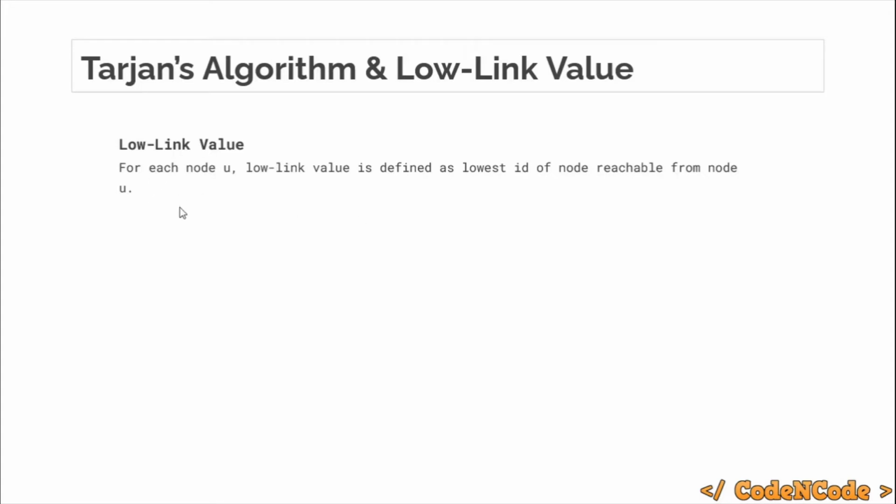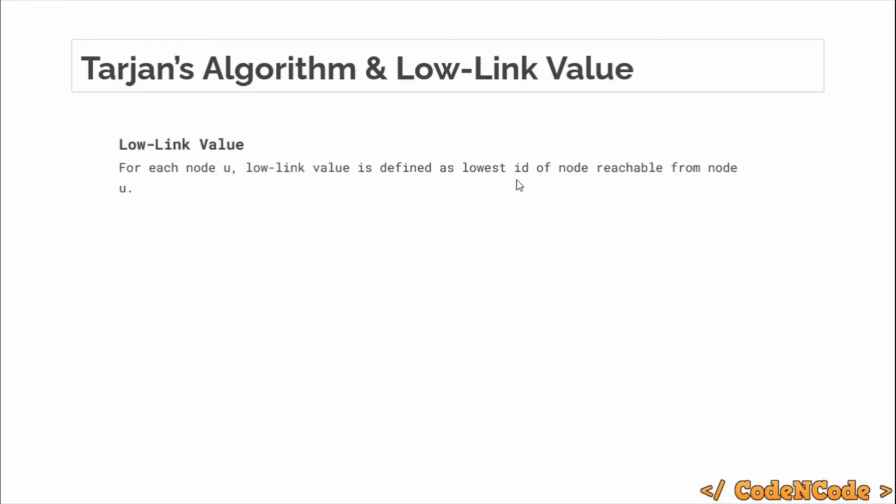So for each node U, low link value is defined as the lowest ID of the node reachable from node U. You have node U. From node U you can reach multiple nodes through DFS, and low link value of node U will be the ID of the lowest node you can reach. And ID doesn't mean that if there are 4 nodes 1 2 3 4, node 1 has ID 1. No, it is not that.